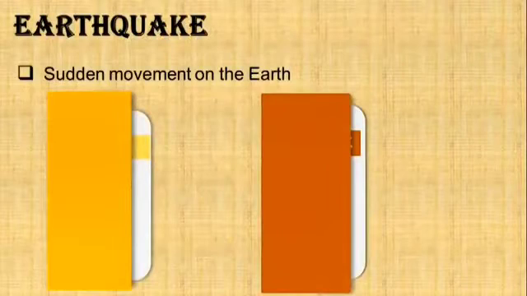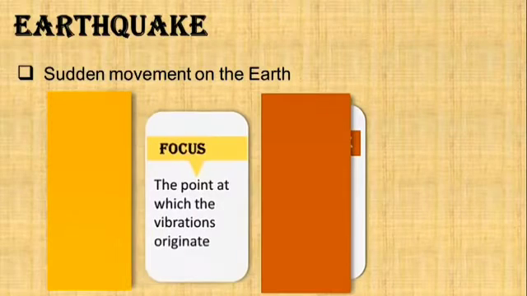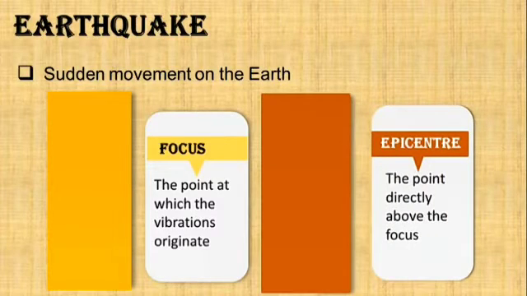Earthquake. An earthquake is a sudden movement in the earth's crust that results in shaking or trembling. The focus. The point where the vibrations originate is called the focus of the earthquake. The point directly above it on the surface is called the epicenter of the earthquake. From the focus, the vibrations travel in the form of seismic waves.